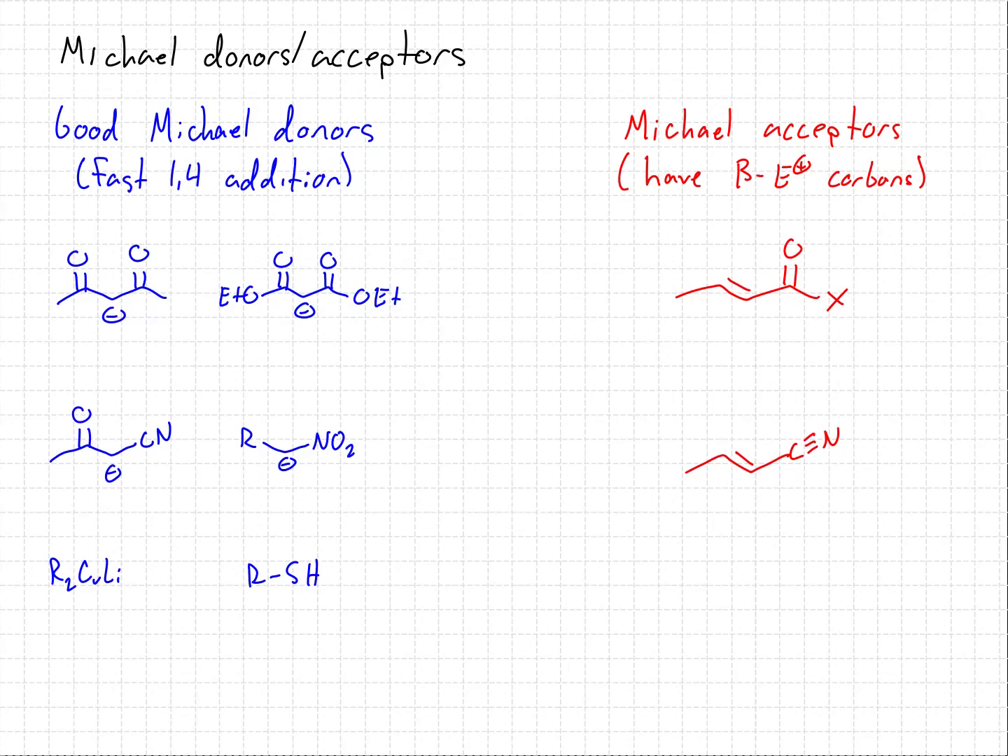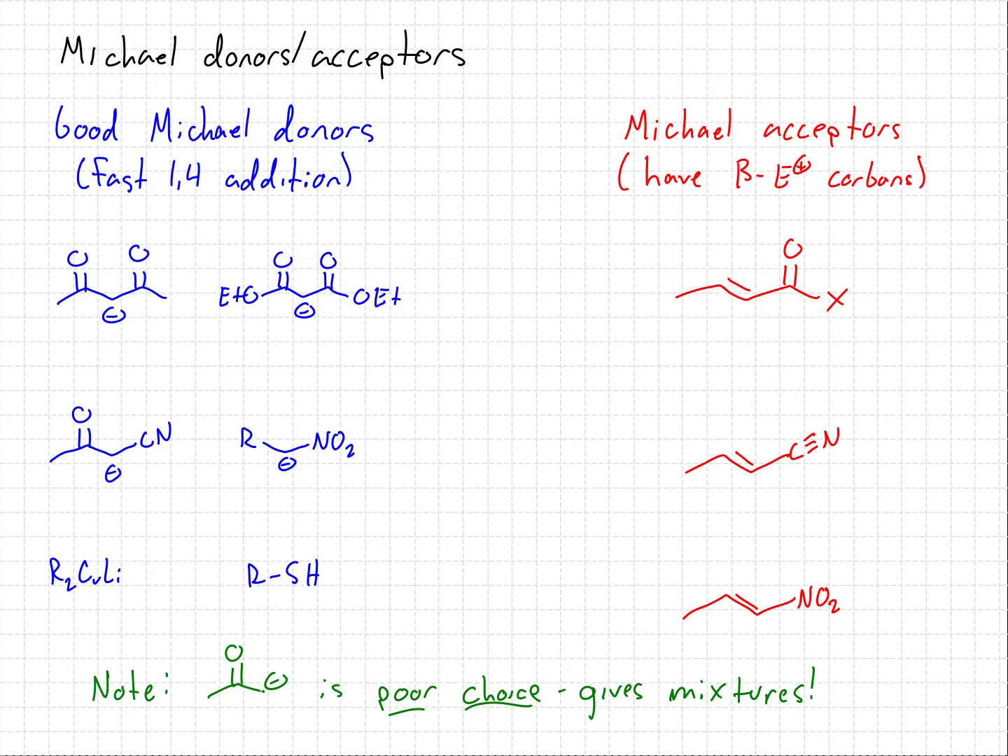Nitriles are also functional derivatives of carboxylic acids and will work the same way. Nitro compounds, which are unsaturated, are also Michael acceptors. Notice that there is one electrophile that's missing from this list.